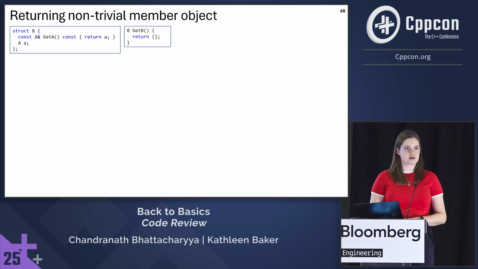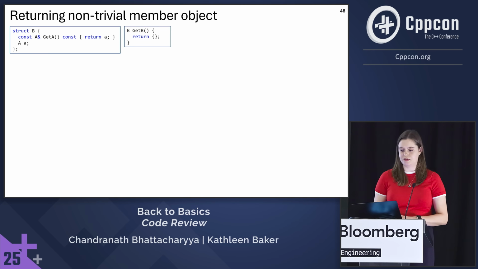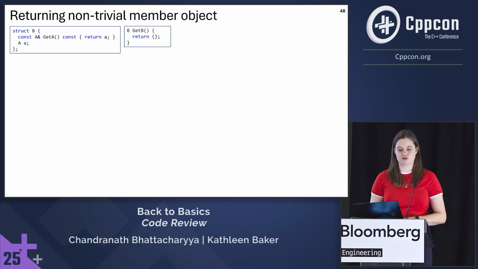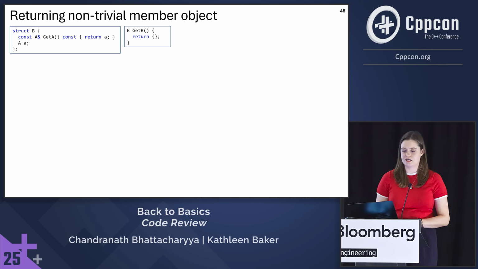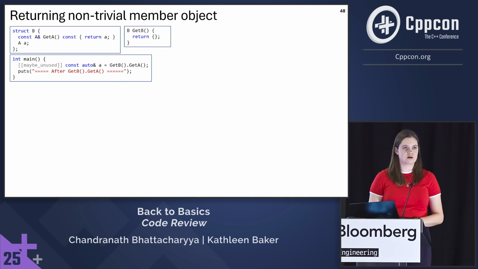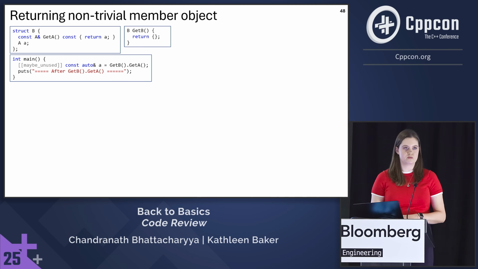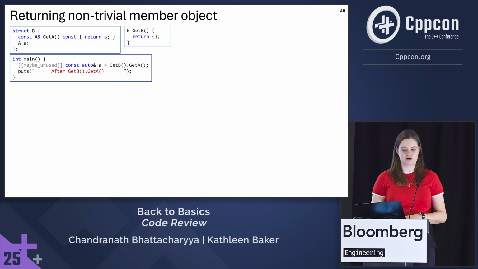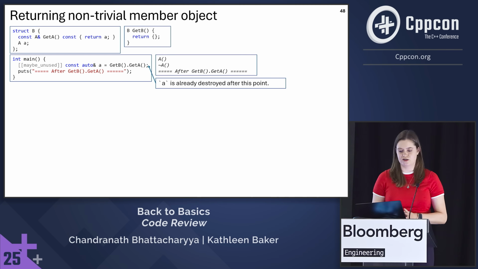Here's another example returning const reference. We have struct B with a function getA that returns a const reference to member a. Assume A here is the struct that we've seen before that prints when the special member functions are called. We also have a function getB that returns an instance of B. In main, to get a const reference to A, we're calling getB, which returns B, and then calling getA on that. So this compiles fine, but if you look at the output, there's something suspicious going on.